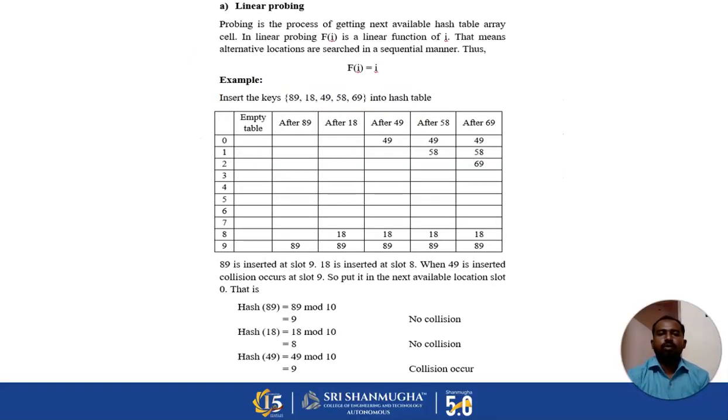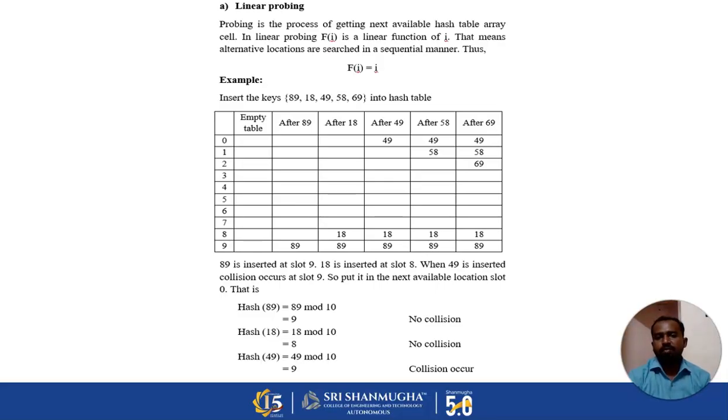Next, linear probing. Probing is the process of getting the next available hash table array cell. In linear probing, f of i is a linear function of i. That means alternative locations are searched in a sequential manner. Thus, f of i equals i. Example: insert the keys 89, 18, 49, 58, 69 into the hash table.